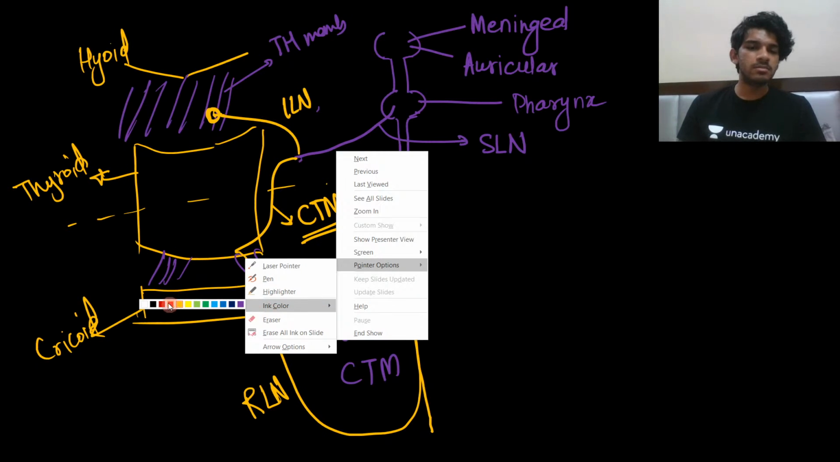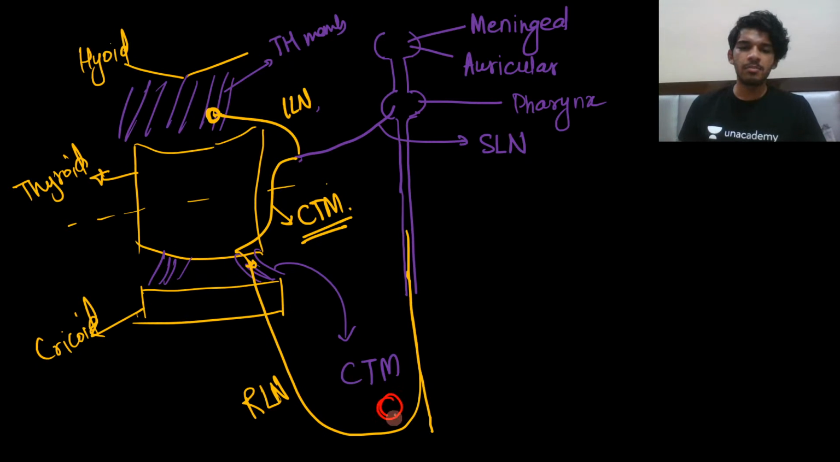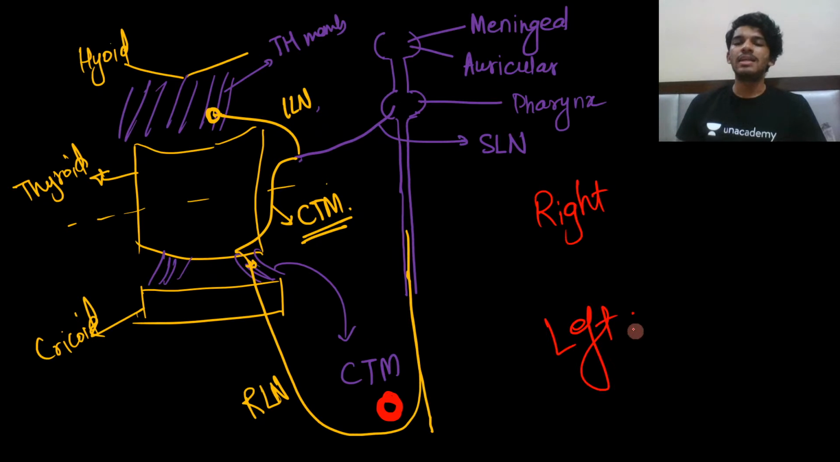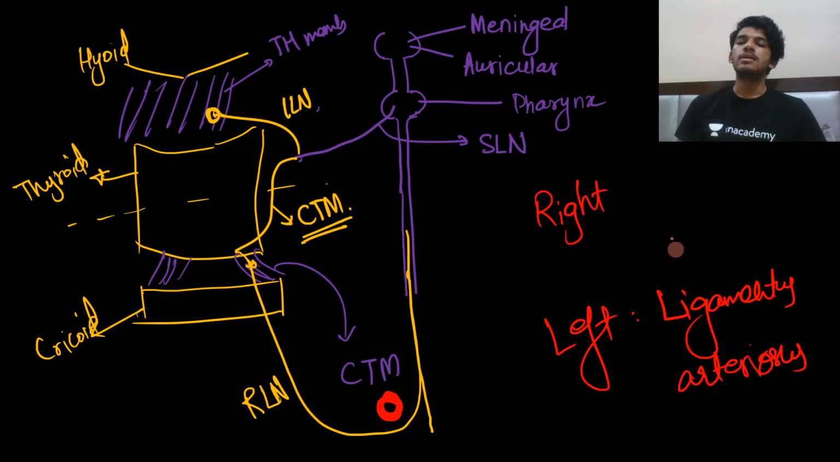And usually this recurrent branch is coming from, there's an artery here, and around it this goes, right? So on the right side and on the left side there is a difference. On the left side it coils around the ligamentum arteriosum of the aorta, and on the right side it coils around the subclavian artery.